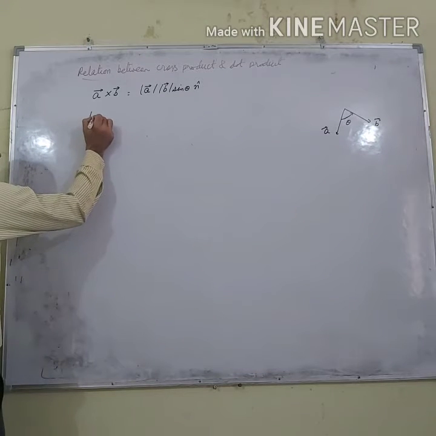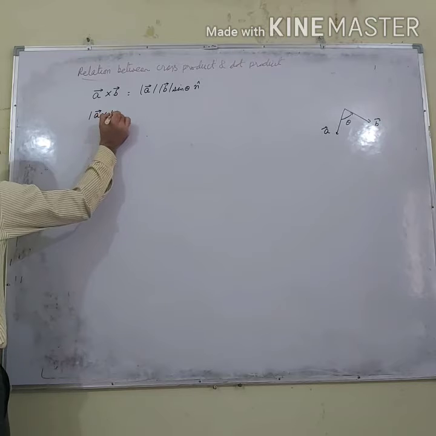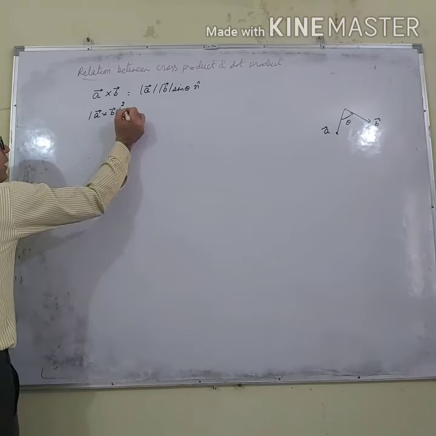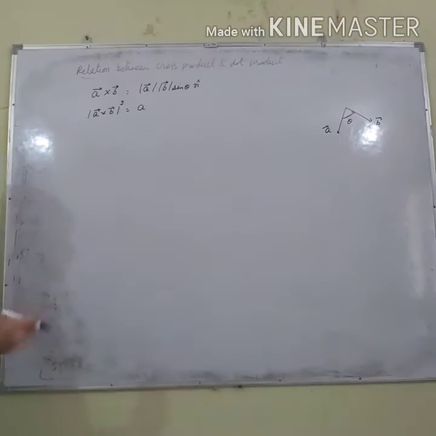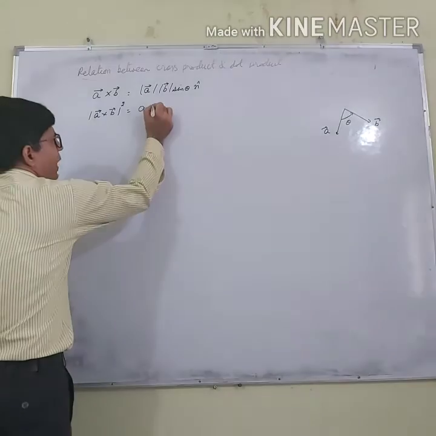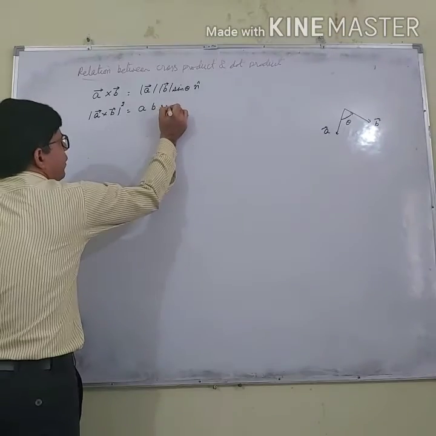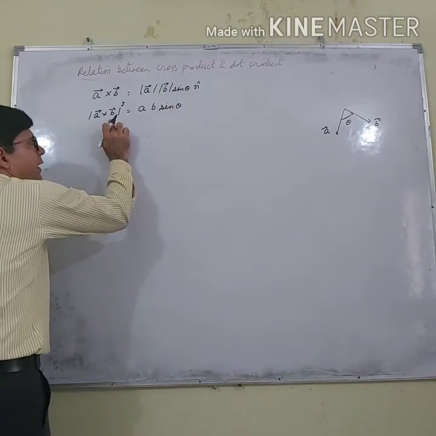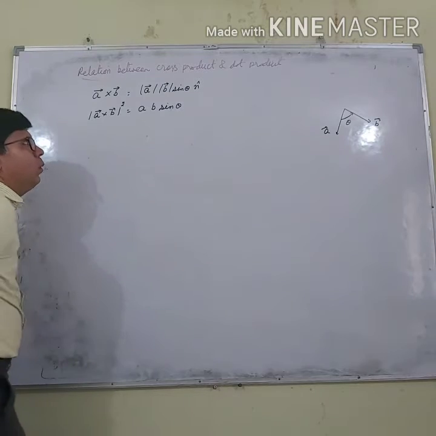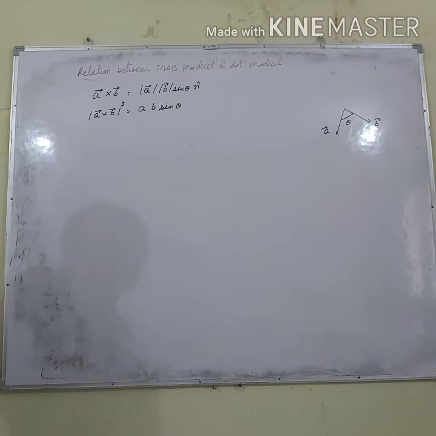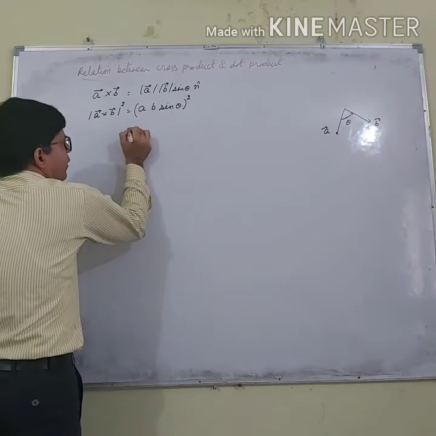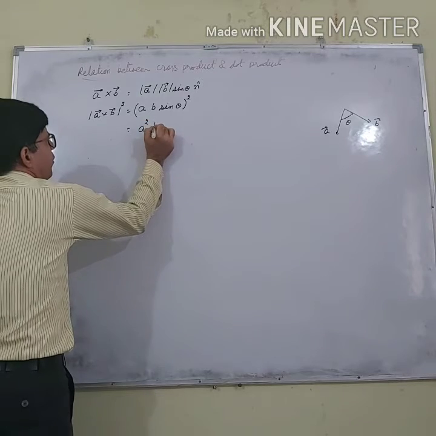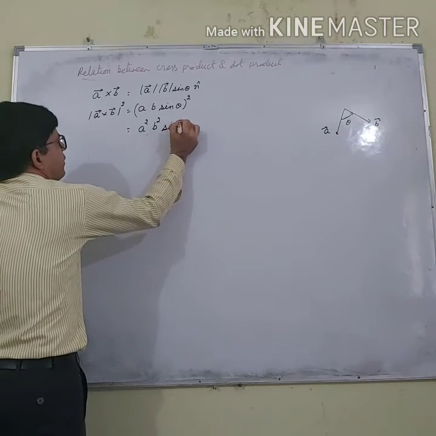Now if I ask for the magnitude of A cross B, it can be written as the magnitude of A multiplied by the magnitude of B, sine of theta between them. Since it is the magnitude, there is no need to show its direction. Now what is the magnitude square of A cross B? Let me put the square. So what we get is A square B square sine square theta.